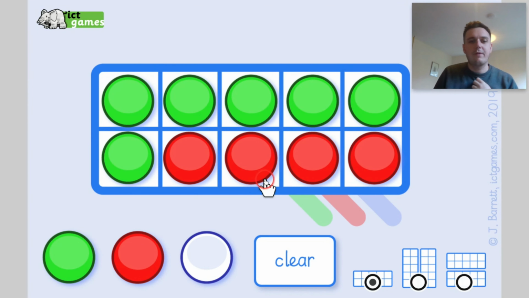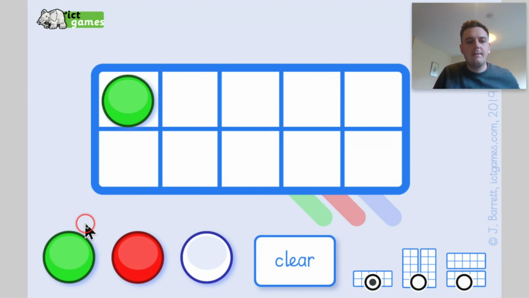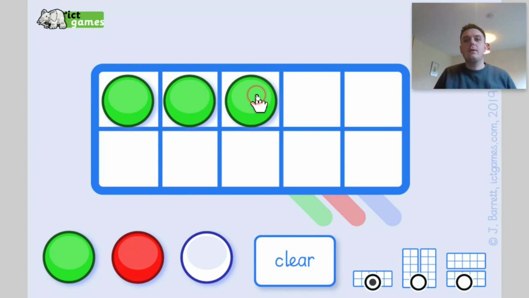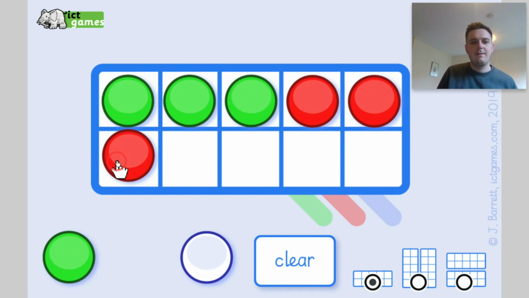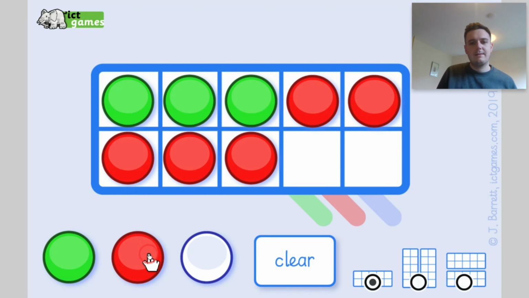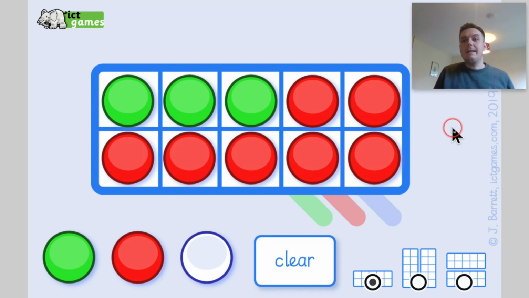We can try it with the tens frame again. So if I clear this and I add in 1, 2, 3 green tokens, I can see that there's 3 green tokens and 1, 2, 3, 4, 5, 6, 7 spaces left. 3 plus 7 equals 10. And we can see that when we add in our red tokens. 3 plus 7 equals 10. Nice and easy.